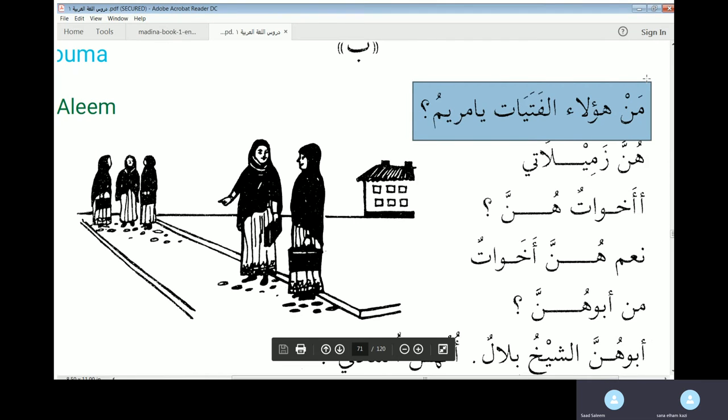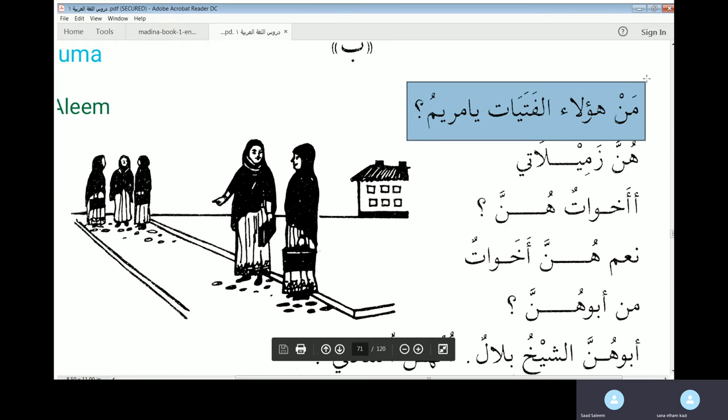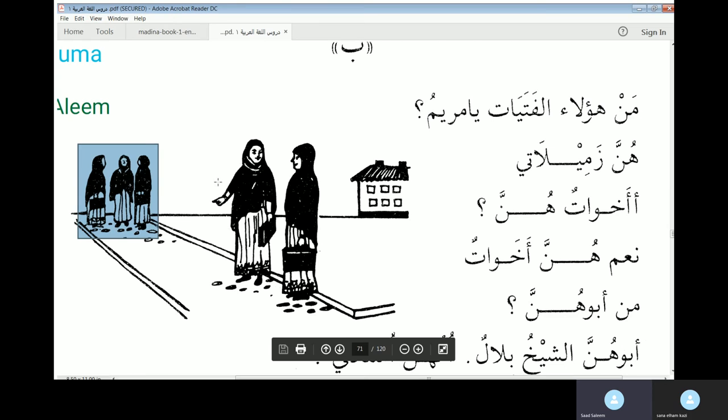من هؤلاء الفتيات يا مريم؟ Who are these young girls, O Maryam? Fatayat is not small children. Who are these young girls? Like it is mentioned in the picture, you see a woman is talking to another woman and she is pointing toward these fatayat, young girls.